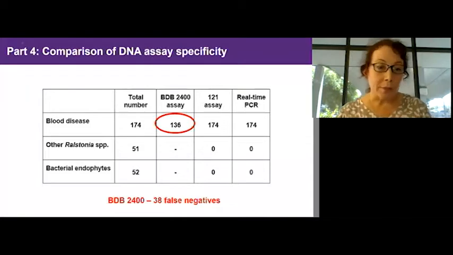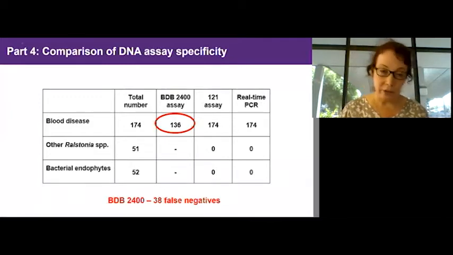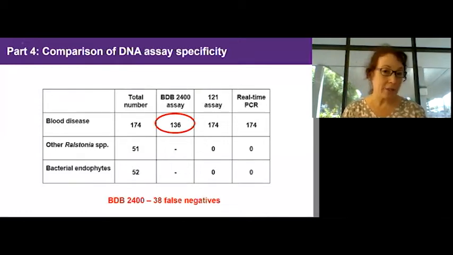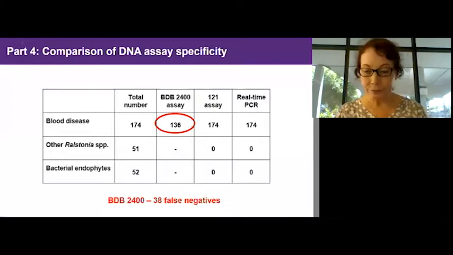The other primers, the 121 assay and the real-time PCR assay, could detect all strains of blood disease. They didn't amplify any of the other Ralstonias, and they didn't amplify any of the bacterial endophytes. They also did not amplify any of the samples from banana tissue, and these primers could amplify the target from banana tissue.